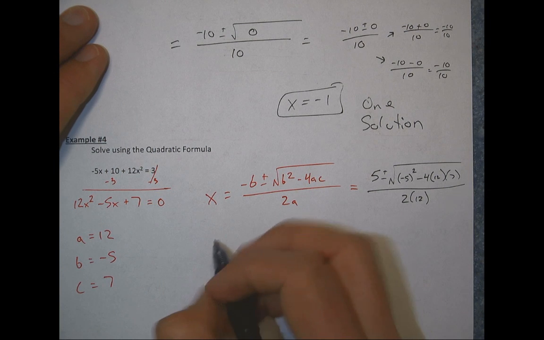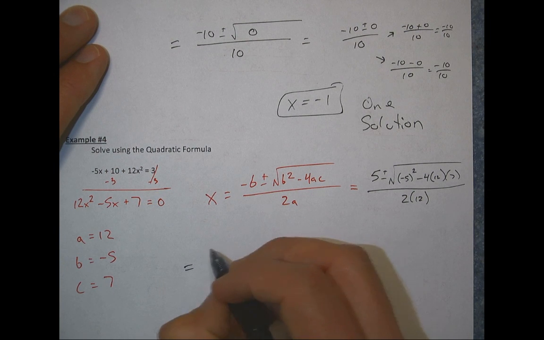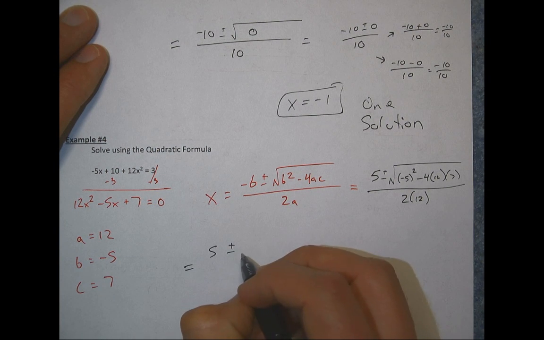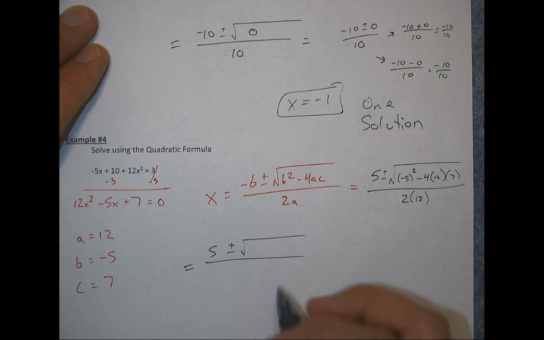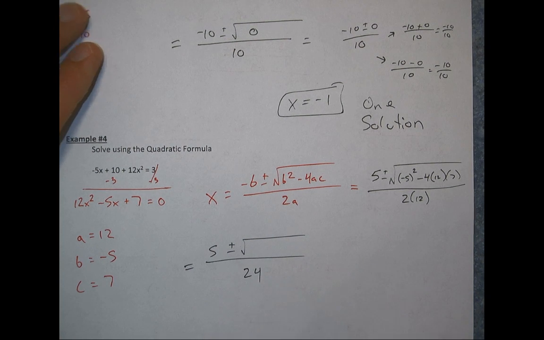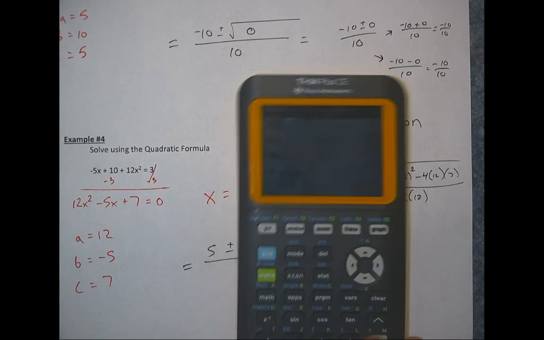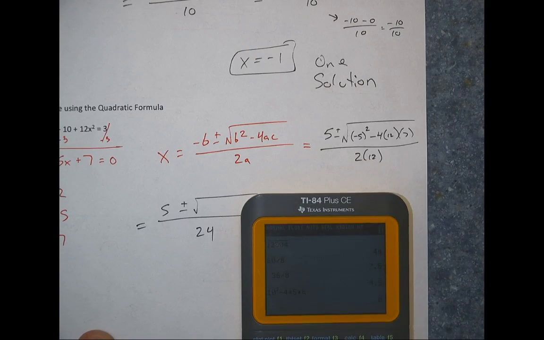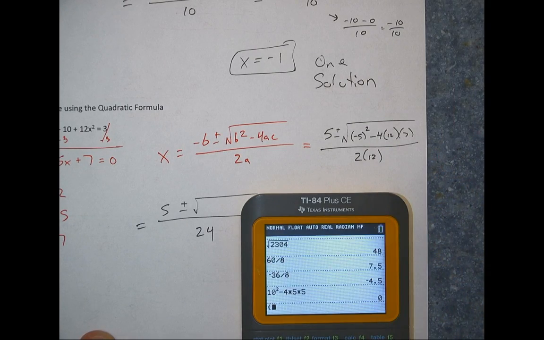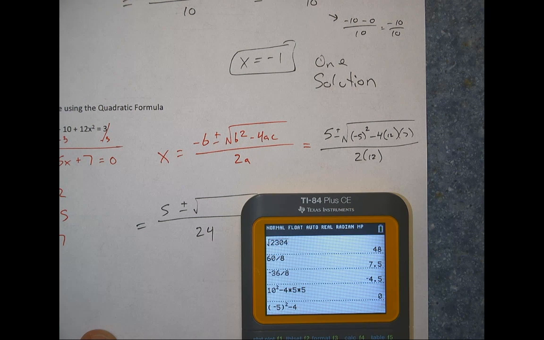So I'm going to bring this down. I've got 5 plus or minus square root. We'll handle that in a second. And on the bottom, I'm going to have 24. So let's plug all this in. I'm going to solve the inside here. Negative 5 squared, and if you know that's 25, you can just write 25, minus 4 times 12 times 7. And I get negative 311.